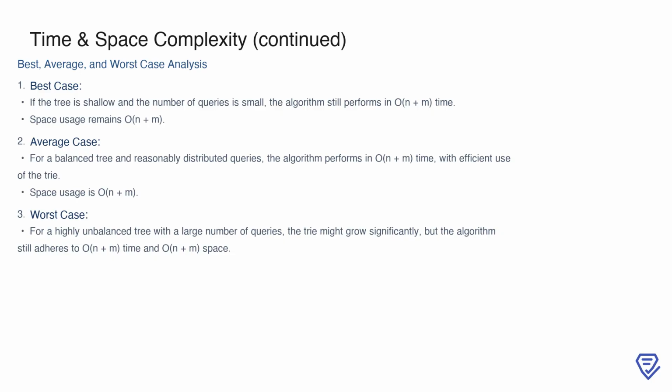Even in the worst case, with a highly unbalanced tree and a large number of queries, the trie might grow significantly due to its branching structure, but the algorithm's time complexity remains O(n plus m), with space complexity also staying within O(n plus m). This consistency in performance across all cases highlights the robustness of the solution.